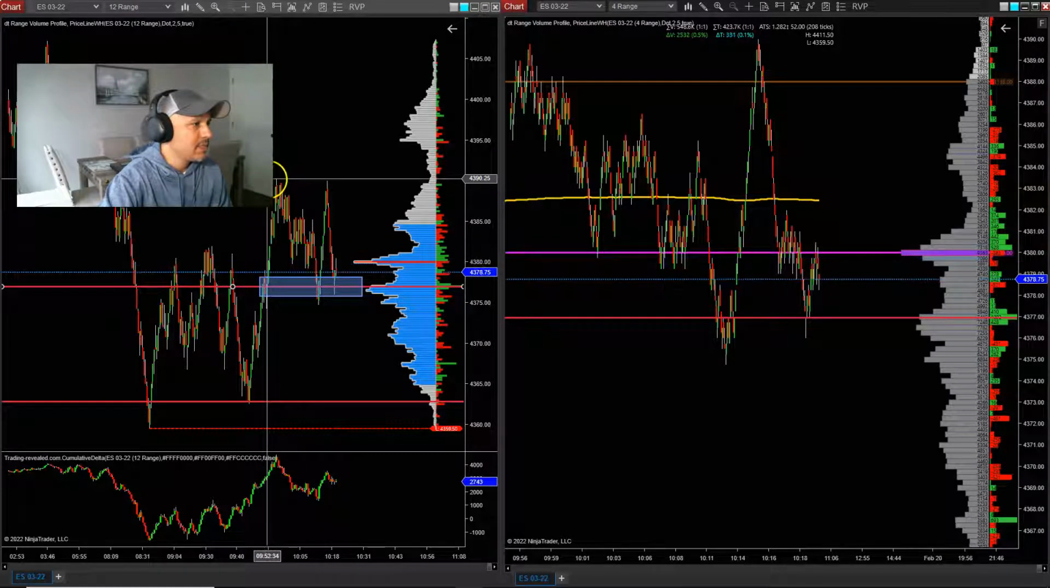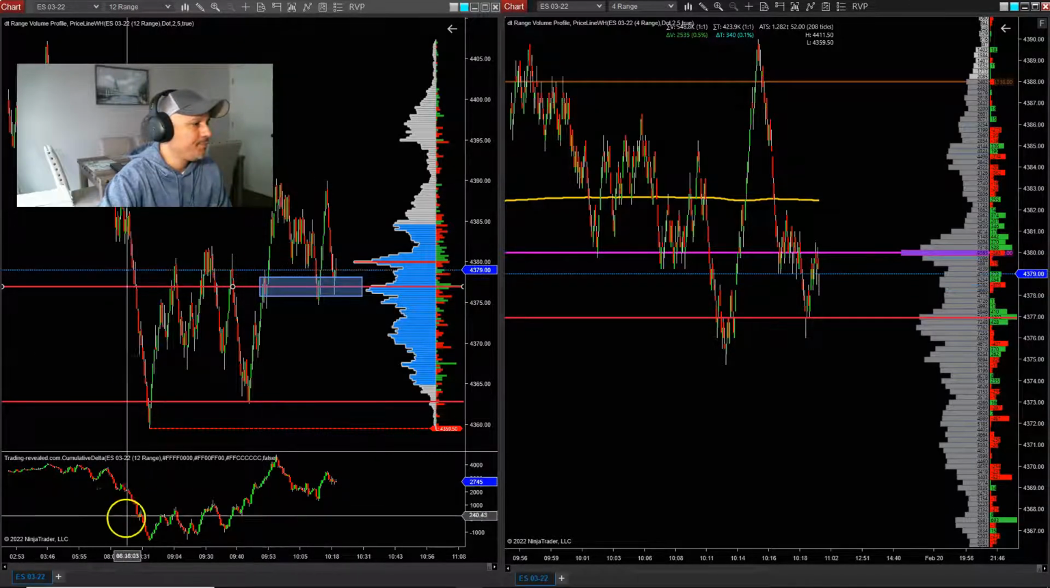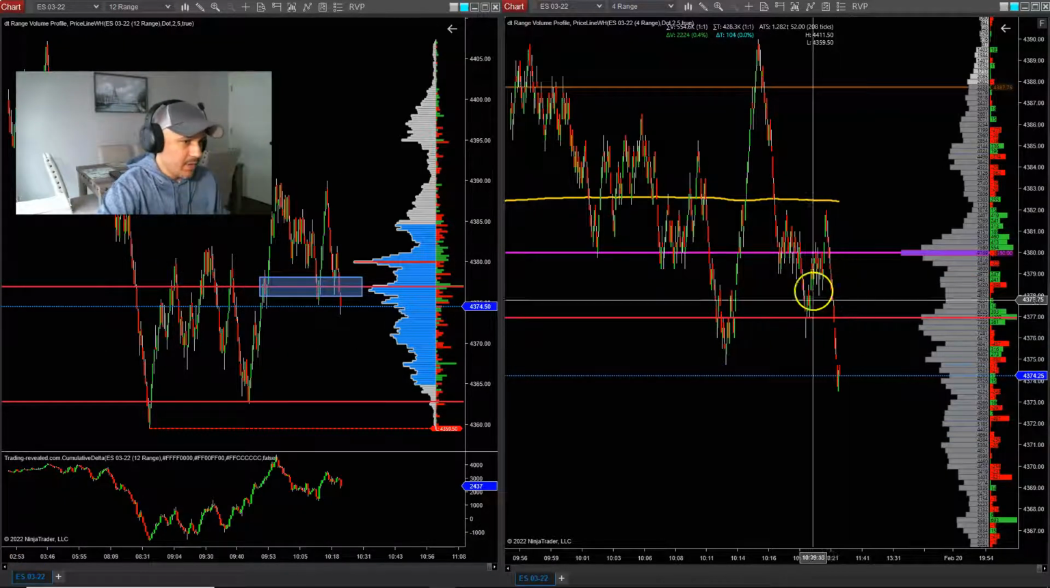Now I want to see price coming from break this high right here at 90. All right, price is breaking through the VPOC, trying to push lower.